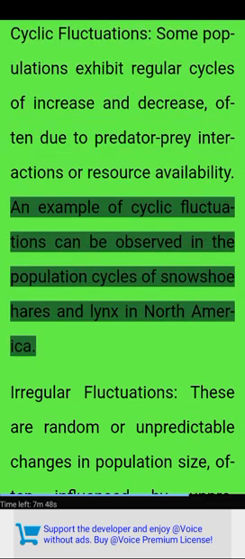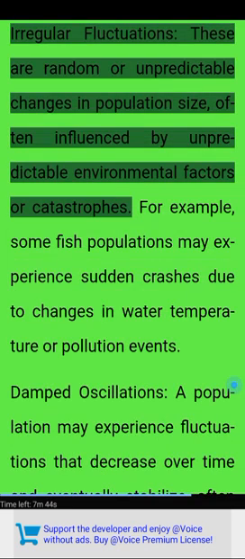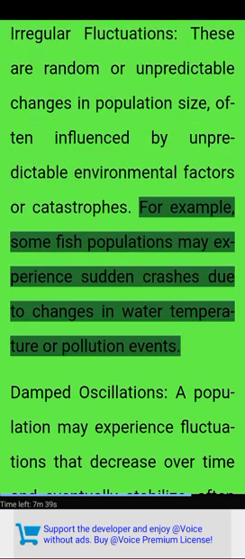An example of cyclic fluctuations can be observed in the population cycles of snowshoe hares and lynx in North America. Irregular fluctuations. These are random or unpredictable changes in population size, often influenced by unpredictable environmental factors or catastrophes. For example, some fish populations may experience sudden crashes due to changes in water temperature or pollution events.